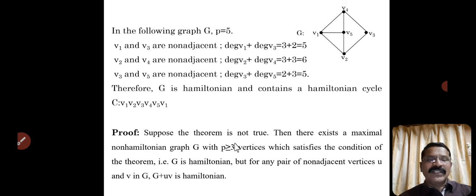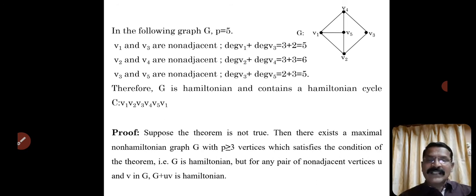Suppose the theorem is not true. Though the theorem is true, what we are considering is, suppose the theorem is not true, then there exists a maximal non-Hamiltonian graph G with P greater than or equal to 3 vertices, which satisfies the condition of the theorem. That is, G is non-Hamiltonian. But for any pair of non-adjacent vertices U and V in G, G plus UV is Hamiltonian. This is because of our wrong assumption.